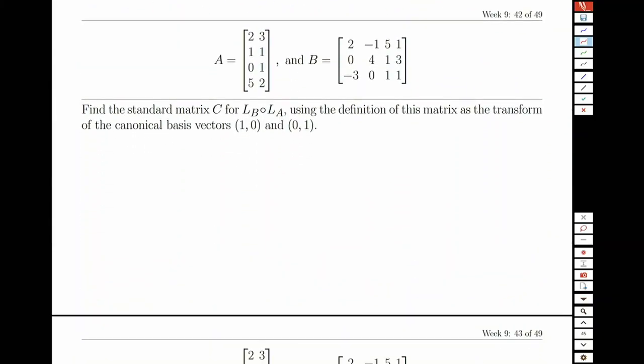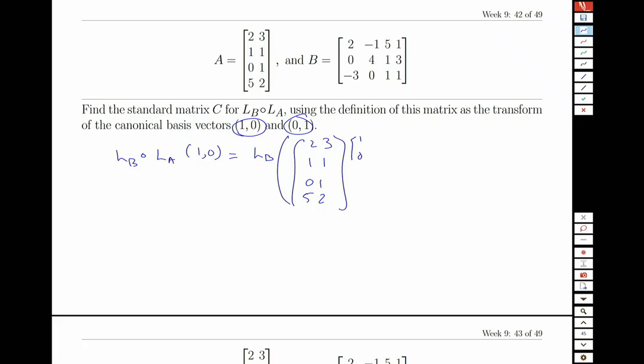So what we're going to do is go back to our foundations. How do we build any transform matrix? Well, we transform the input vectors, 1, 0 and 0, 1. That's how we get standard matrices. So if we're going to build LB of LA of 1, 0, we're going to transform first our matrix 2, 3, 1, 1, 0, 1, 5, 2, and multiply that by the 1, 0 vector.